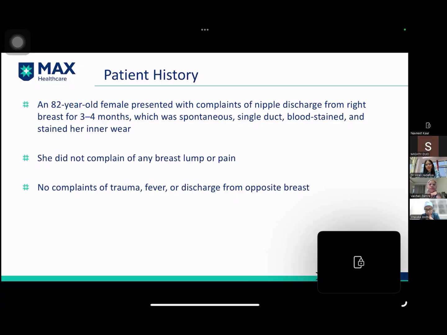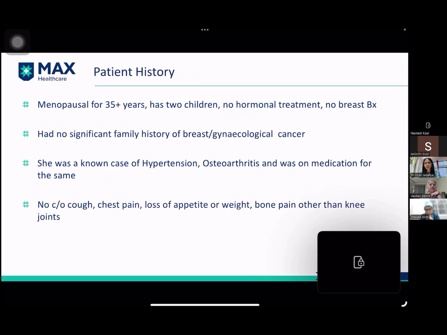You can go to the next slide. Your slide has to move, Virali. You are on the first slide. Just go to the next slide. Yeah, yes, ma'am.